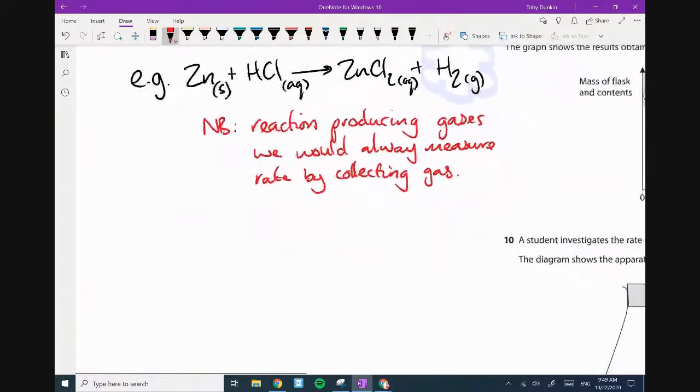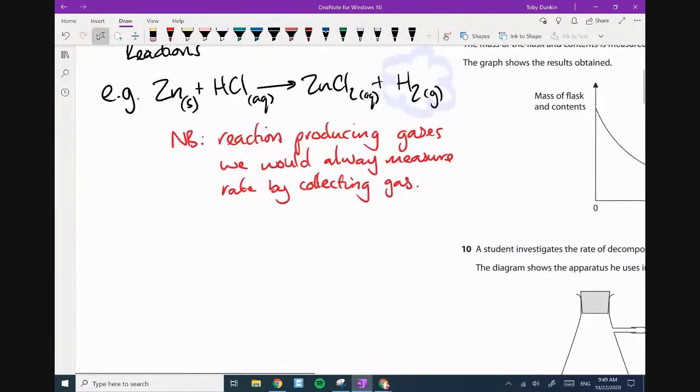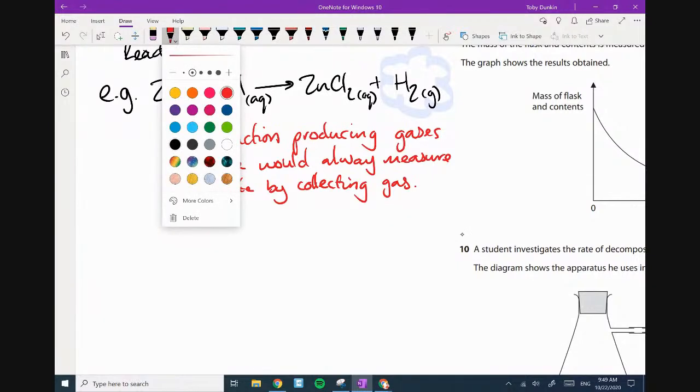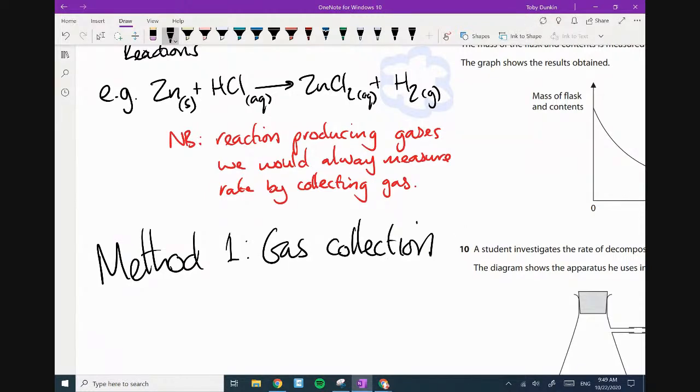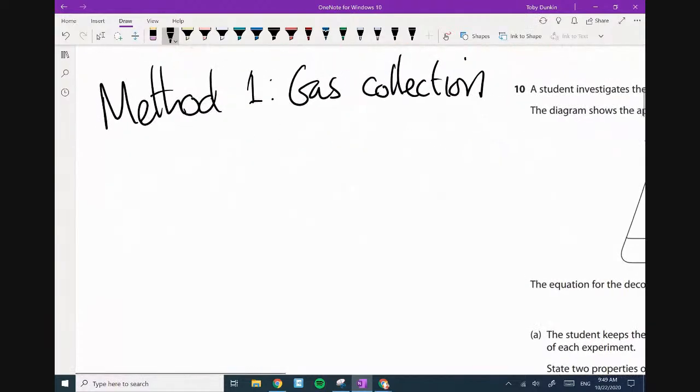Now, there are 2 methods of doing gas collection. Method 1 is gas collection, and this is the most common method of measuring rates by Edexcel. Now, collecting gases, there are actually 2 methods. So method A is called fluid displacement.